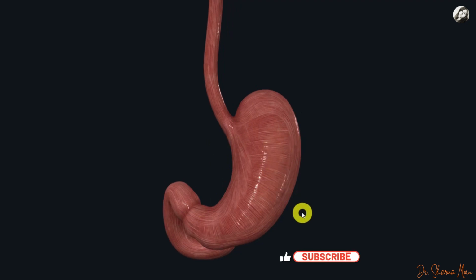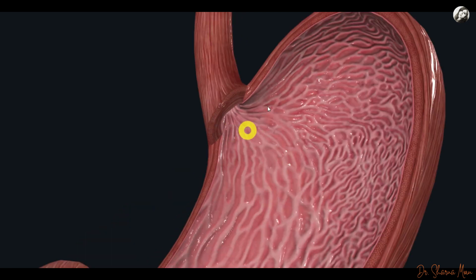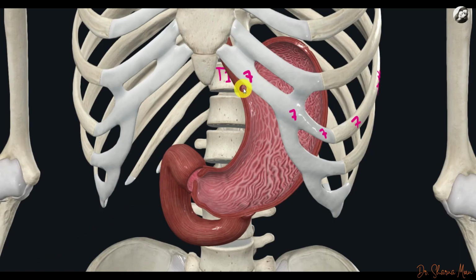Now let us see a little details about the presenting parts. Number one is the cardiac end. The cardiac end, or the upper end of the stomach, joins the lower end of the esophagus, and this cardiac end has an orifice known as the cardiac orifice. Wait, I'm removing the layers so that you can see the cardiac orifice clearly. This is the cardiac orifice here at the cardiac end, and this cardiac orifice lies behind the left 7th costal cartilage. This is the 7th rib, and this is the 7th costal cartilage.